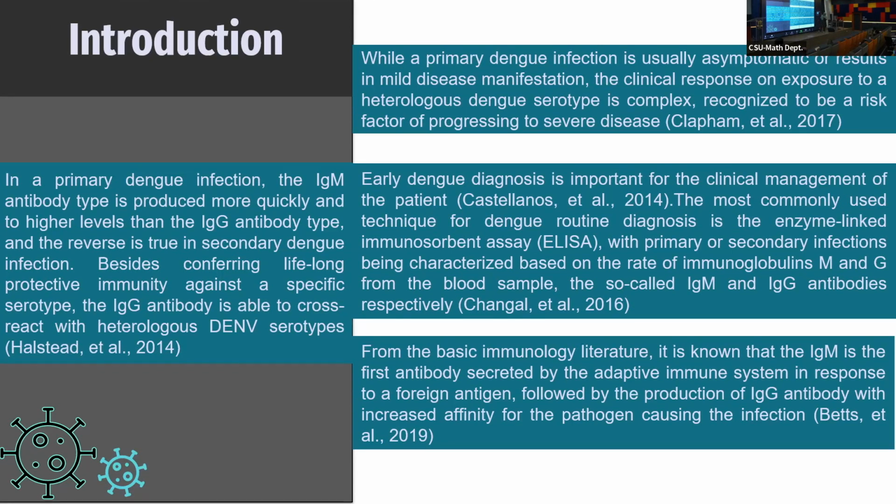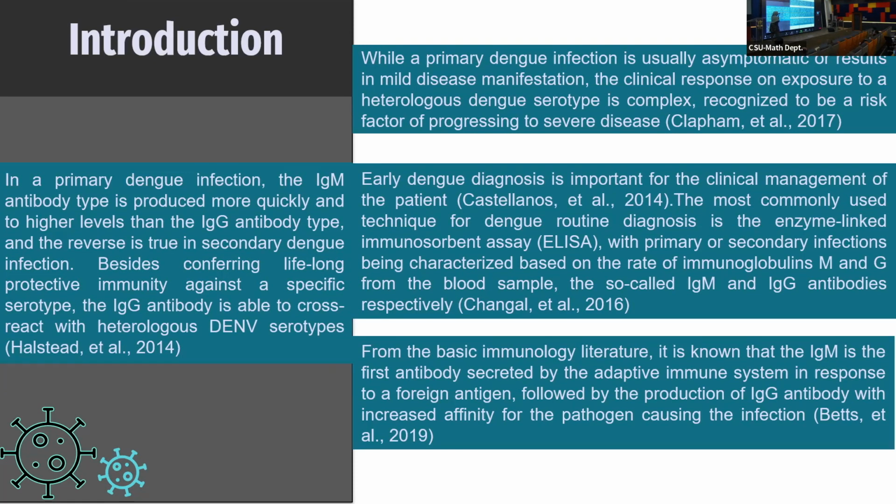Based on Halstead in 2014, they also state that dengue routine diagnosis uses ELISA for IgM and IgG antibody types. In the primary dengue infection, the IgM antibody is produced more quickly and at higher levels than the IgG antibody type, and the reverse is true in secondary dengue infection.